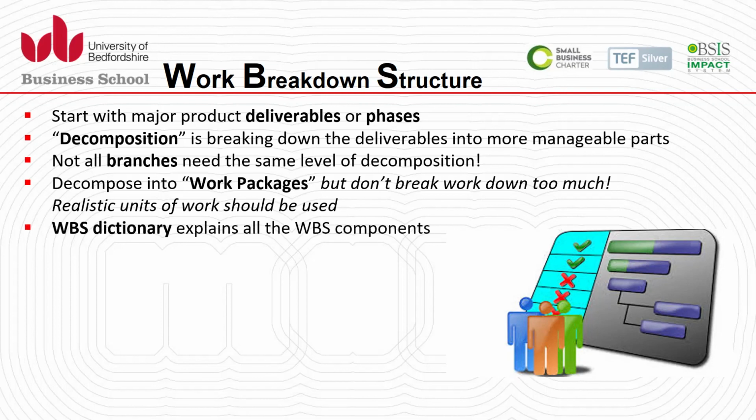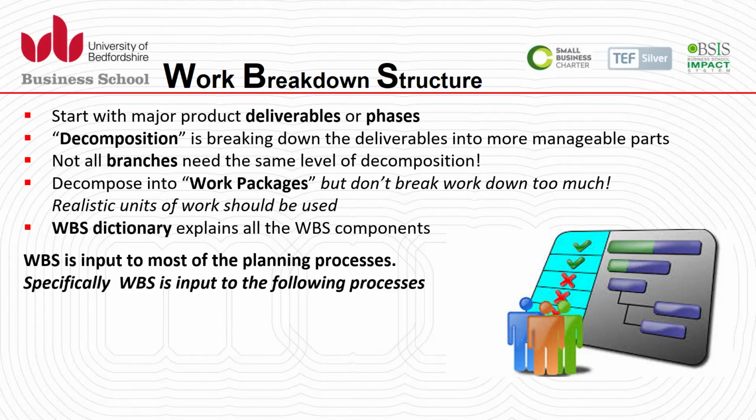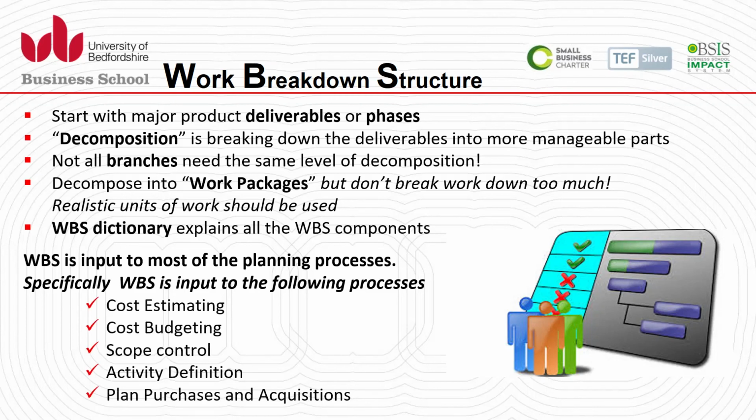We need to use a WBS dictionary to explain all the WBS components, so there is no confusion and doubt. WBS is basically input to most of the planning processes. Specifically, WBS is input to the following key processes in project management: estimating cost, budgeting for the total expenditure, controlling the scope, which is more important and needs the WBS to be available, activity definition, and planning purchasing, procurement, and acquisition.